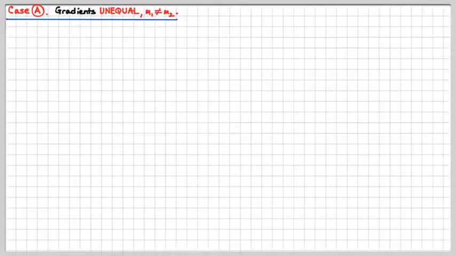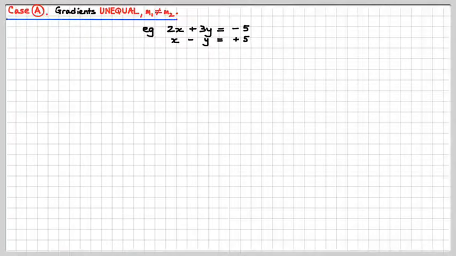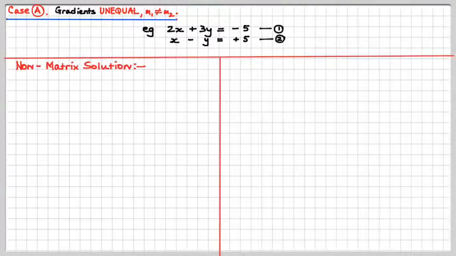Now, case A is the one where the gradients are unequal. Let's do that. And to be complete, we'll do it rigorously. I've given you that example. We'll do it firstly without matrices, and secondly we'll do it with matrices. Call one of them equation 1 and one of them equation 2. Now here's the non-matrix solution.